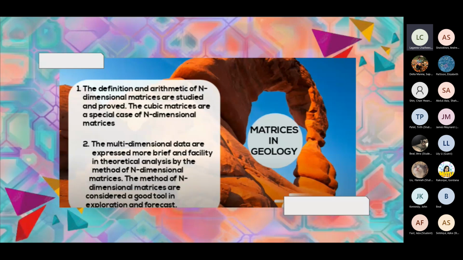So matrices in geology. We use matrices in geology for a couple of things. You use it for the definition and arithmetic of n-dimensional matrices, which are studied and proved. The cubic matrix is a special case of an n-dimensional matrix. And you also use it for multi-dimensional data, which is expressed as a brief of theoretical analysis, and it is also good for exploration and forecasting weather.